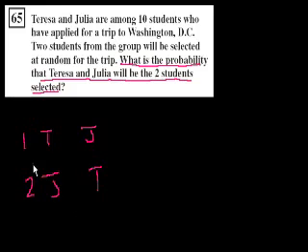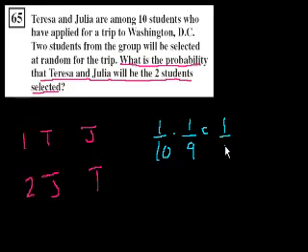All right, so let's see. The probability of Teresa, let me do this in a different color. There's 10 students, so there's a 1 in 10 probability that we pick Teresa first. And then once we pick Teresa first, the probability that we pick Julia next, well, now there's 9 students left, right? Because you've already picked Teresa. So there's a 1 in 9 chance you pick Julia, right? So that is equal to 1 in 90. There's a 1 in 90 chance of that happening.